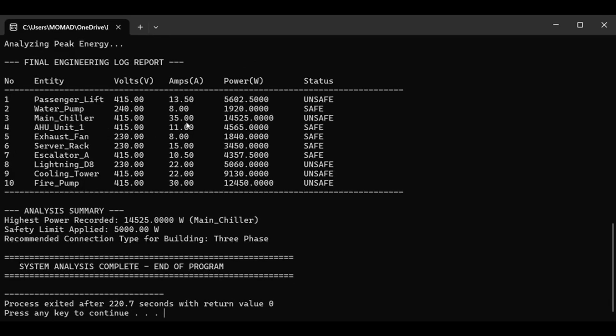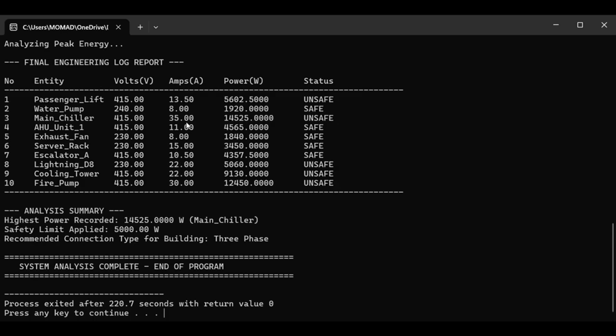The system has now generated the engineering log report. Every row displays the calculated power in watts, formatted precisely to 4 decimal places. Take a look at the main chiller. The function calculates its power based on the 450 volt and 35 ampere input. This high value is a direct result of the power calculation logic.